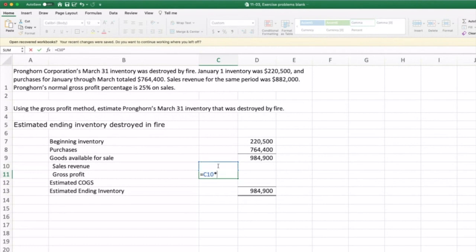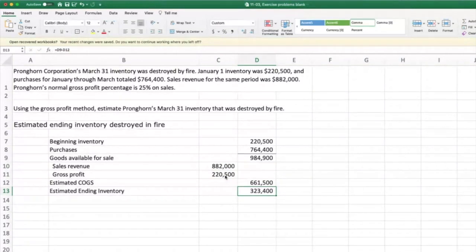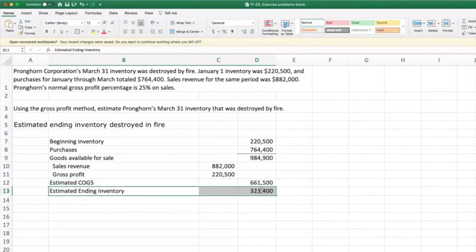So I'm going to take that times 0.25, which means my gross profit is typically $220,500, which means my estimated cost of goods sold is just going to be sales minus, not equals, sales minus profit. That gives me cost of goods sold of $661,500. I take that out of goods available for sale, which gives me estimated ending inventory of $323,400. That is my estimated ending inventory amount using the gross profit method.